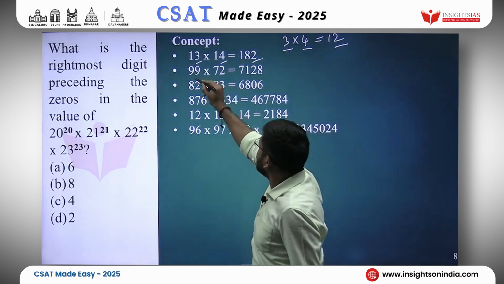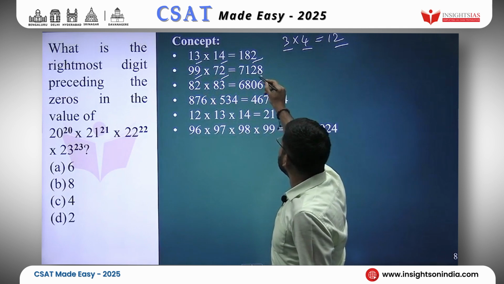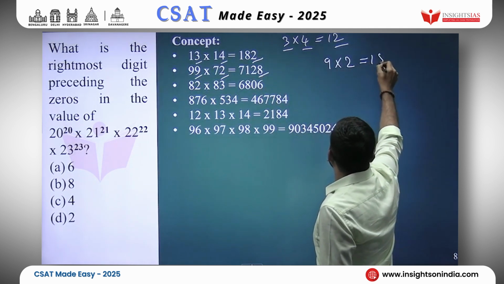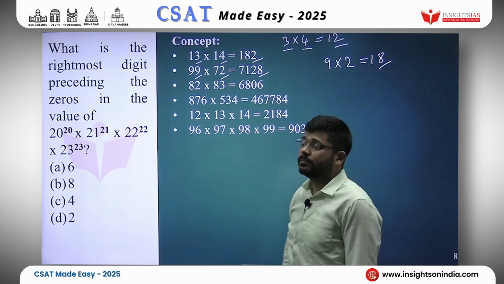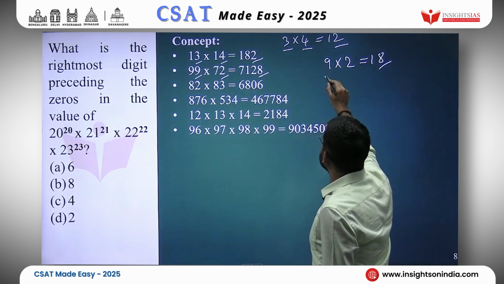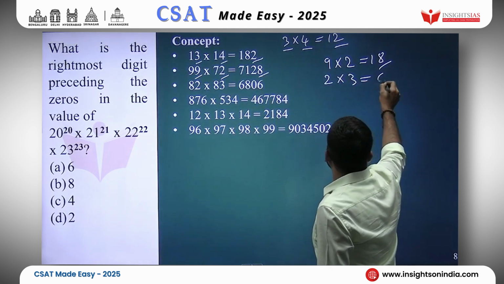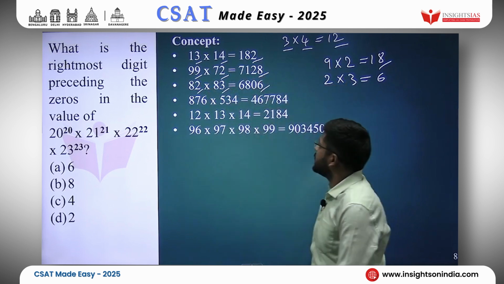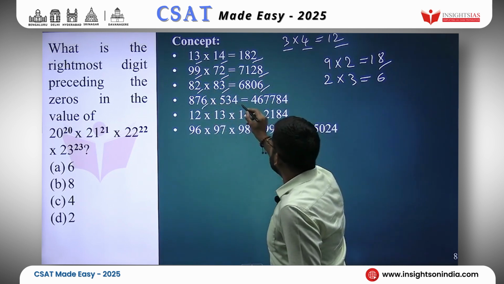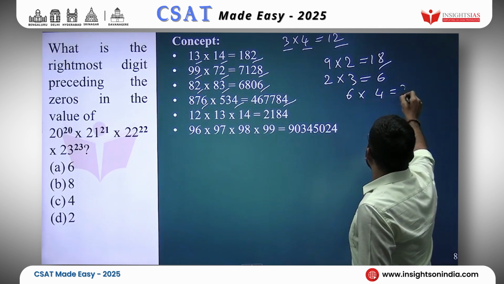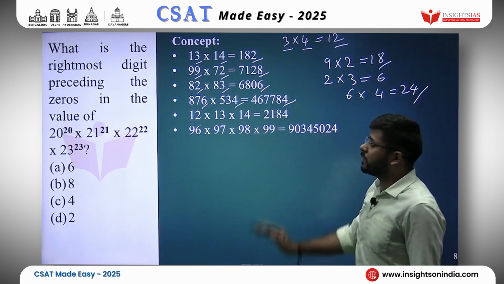Look here, 99 into 72, you get the last digit to be 8. 9 into 2 is 18. Here also the last digit is 8. See here, 82 into 83 is 6806. 2 into 3 is 6. So last digit is 2, last digit is 3, and the last digit came to be 6. 6 into 4, 24. Yes, 6 into 4 is 24. The last digit is 4, and you got the same.